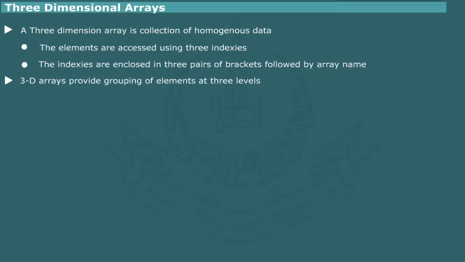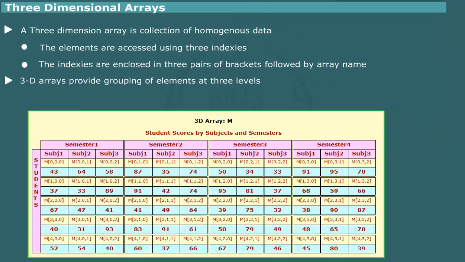The three-dimensional array extends the notion of grouping of elements to three levels. For example, student scores might be grouped by student numbers, semesters, and subjects. The first index would refer to the student number, the second to the semester number, and the third to the subject number. The figure shows a pictorial representation of a three-dimensional array score. Notice that the array is split into 4 tables for the convenience of pictorial representation.